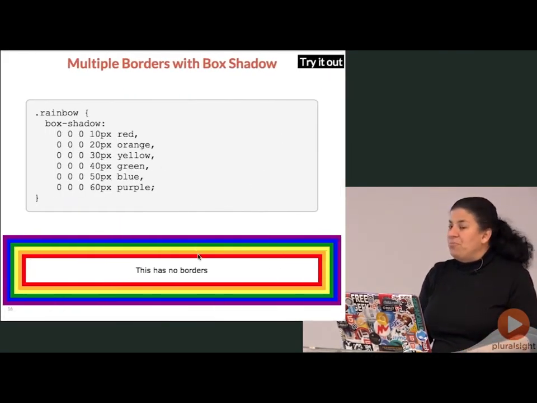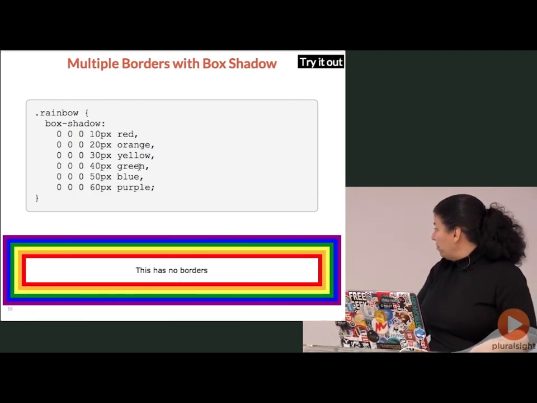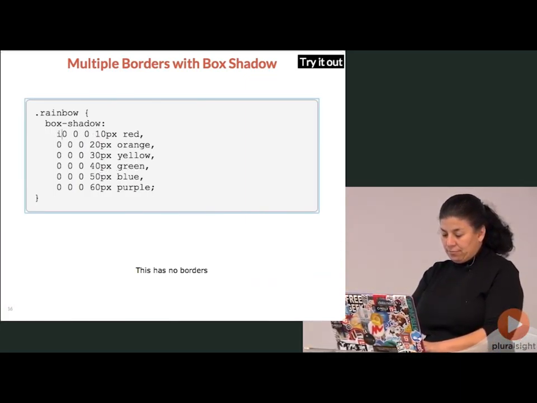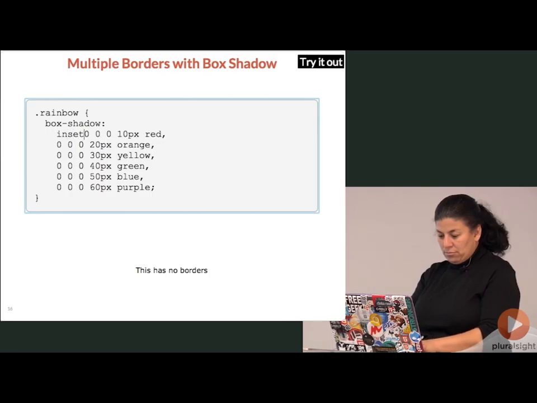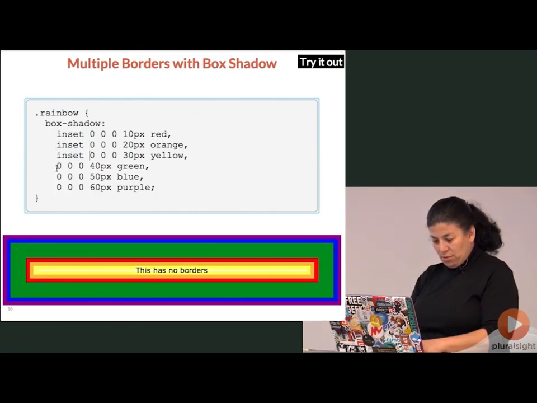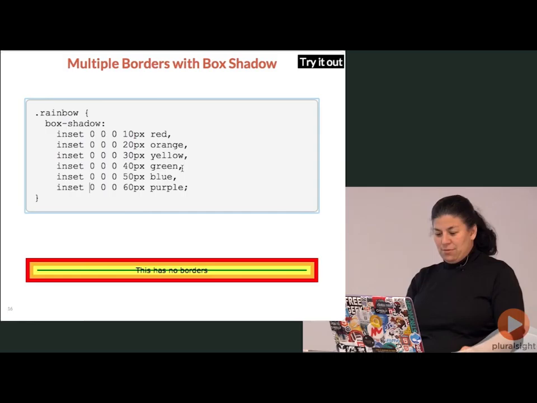Here we have this beautiful box. It has 6 box shadows on it, and they're all outset. So let's just make them inset. I've never done this before, actually. Wow.